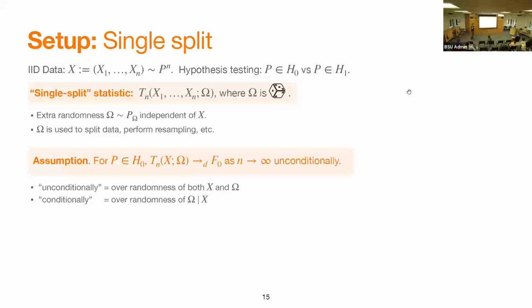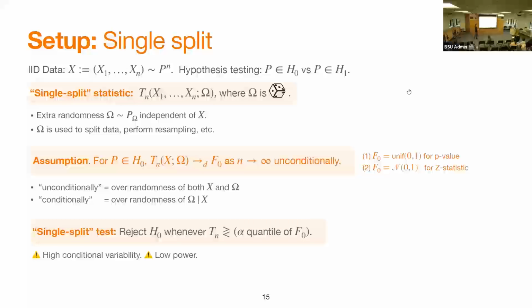I'm going to make one single assumption: this single split statistic is constructed such that under the null, it unconditionally, asymptotically converges to a known null distribution, such as the uniform if the statistic is actually a p-value, or the standard normal if the statistic is like a z-score. I use the word unconditionally here. That means the randomness is taken over both omega and the data. When I say conditionally, that means we only condition on the data, and the randomness is with omega. But here, this assumption is posed unconditionally.